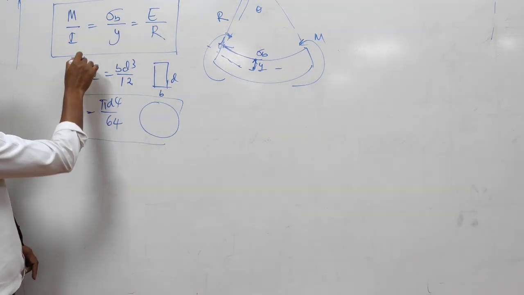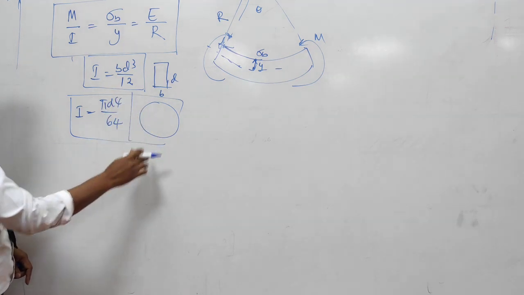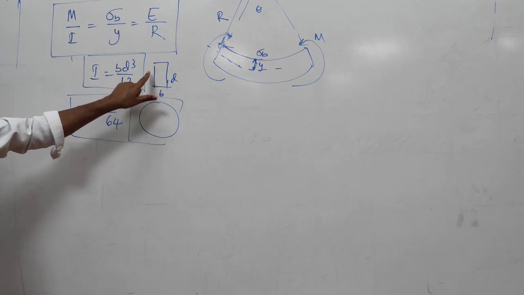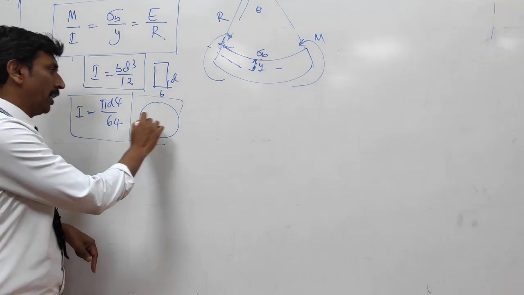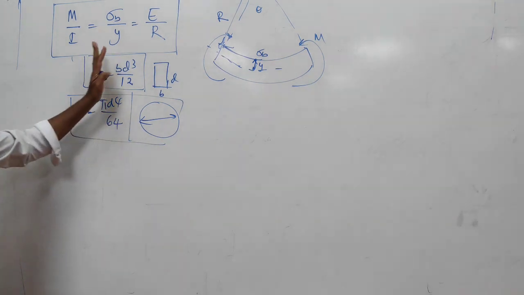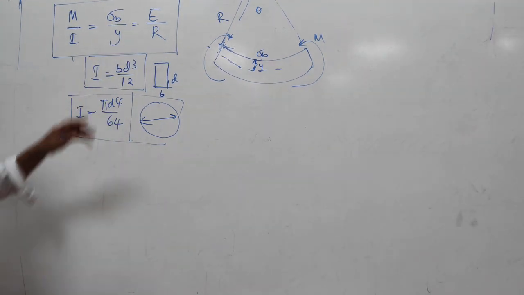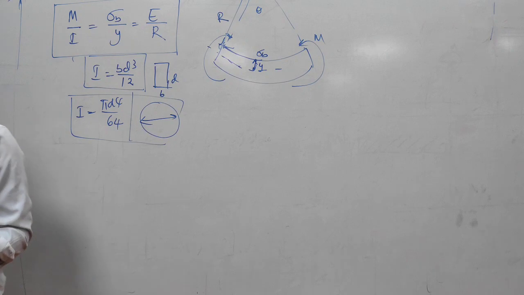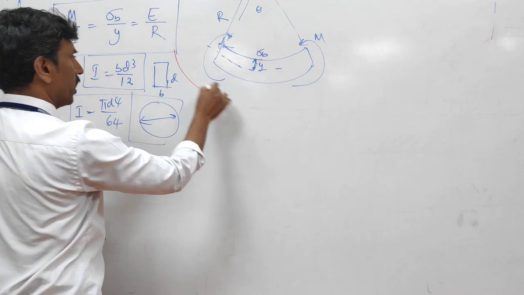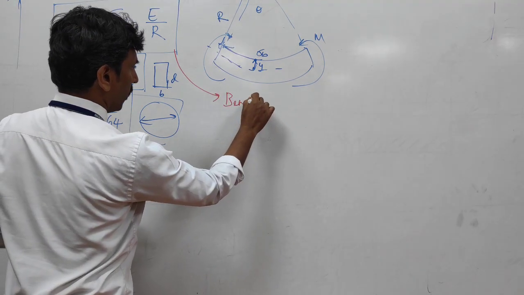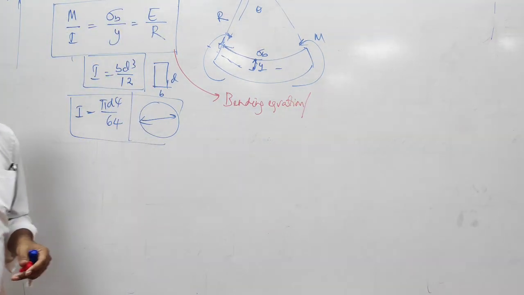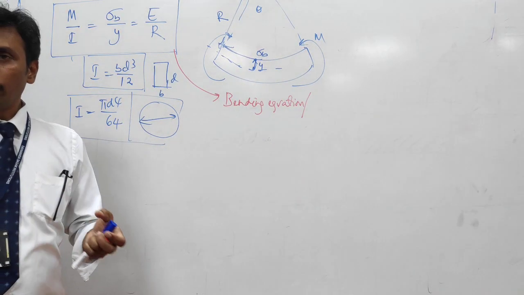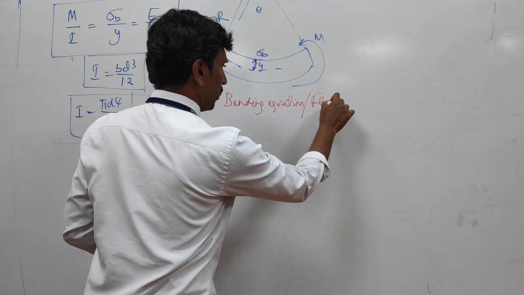Please remember these two equations. For rectangular sections, it is bd cubed by 12, and for circular sections, it is pi d to the power of 4 divided by 64. So that is the moment of inertia. We want to compare this equation to the equation of torsion. This is called the bending equation. People also may call it the flexure equation. Flex means bend. So flexure equation.